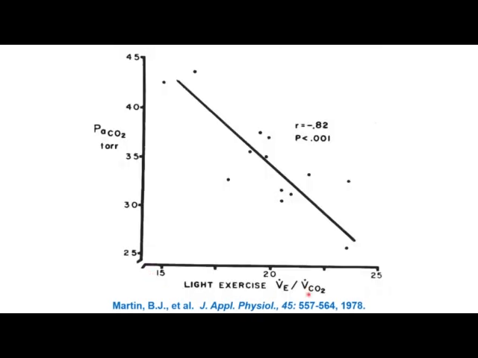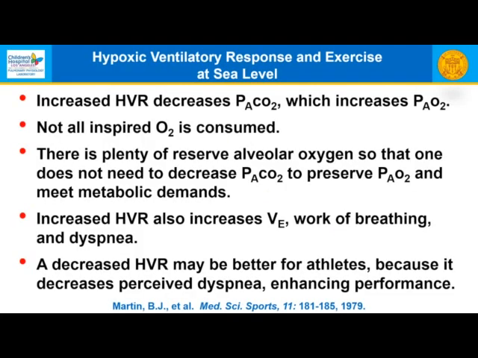During light exercise, the ventilatory equivalent for CO2 is plotted here and PCO2 plotted here. So if one has a higher ventilatory equivalent for CO2, that tends to correlate with a lower PCO2. That is, you're breathing more to produce a liter of CO2, so the PCO2 is actually going to be lower. An increased hypoxic ventilatory response decreases the alveolar CO2, which increases alveolar O2. But not all inspired oxygen is consumed.